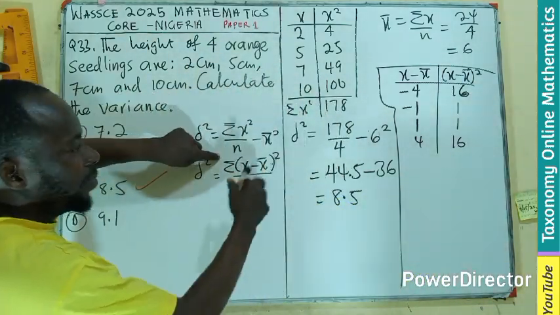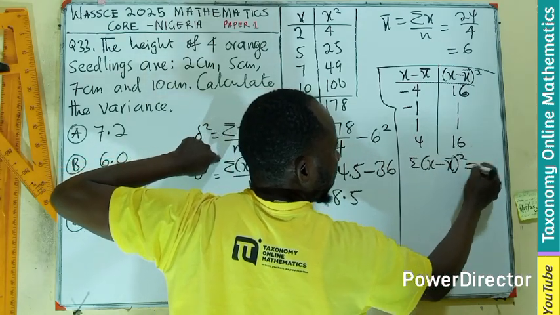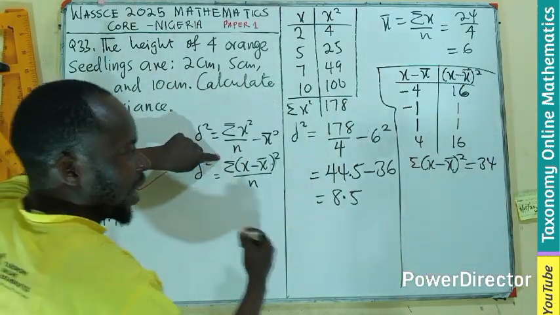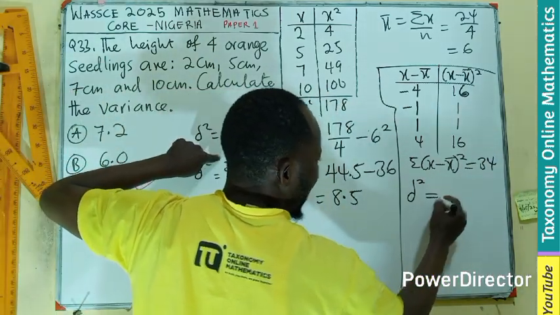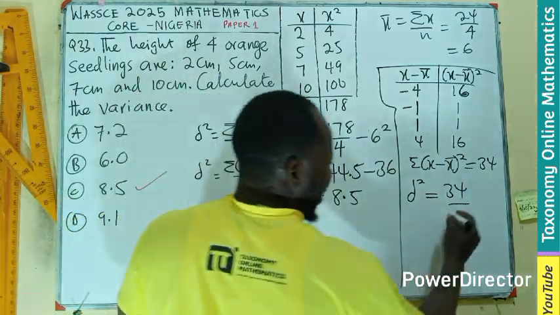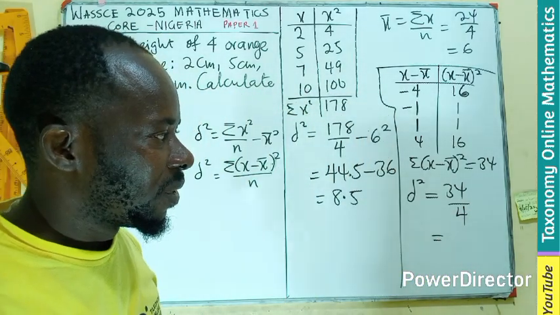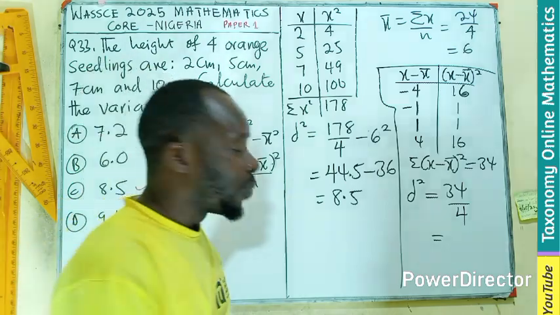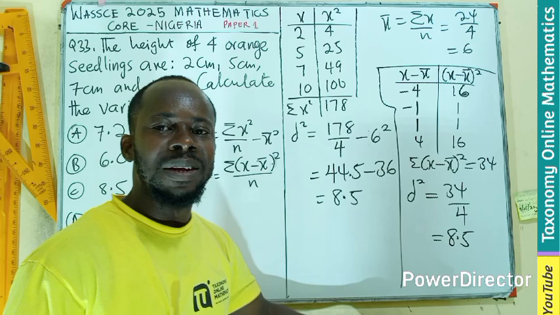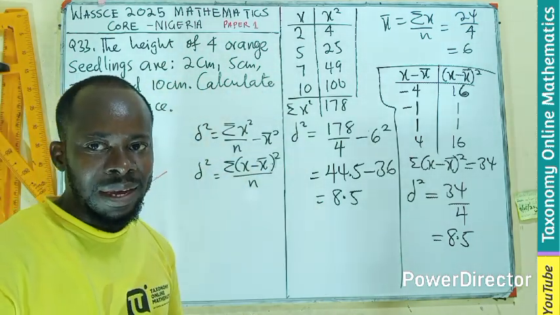What do I need? I need the summation of that. So sigma of (x minus x bar) squared is 32, 34. Your variance is going to be the sum of that, 34, divided by n, which is 4. And I know that would be 32 divided by 4, which is 8.5 as well. So we have 8.5. Either we go in this direction or this direction, you come back to the same answer.